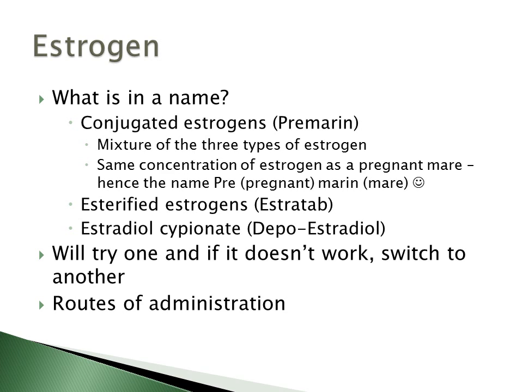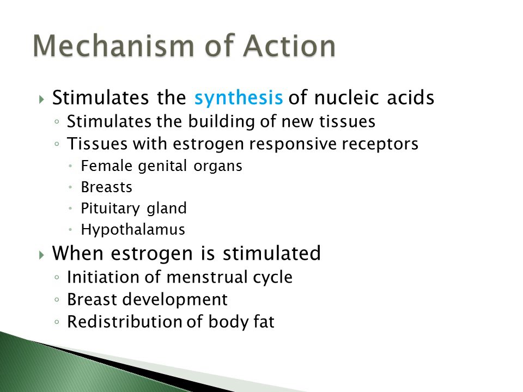Routes of administration, there's quite a few different. There's oral pills that patients can take, little tablets. Also comes in a cream to treat vaginal dryness associated with menopause. And then it can come intramuscular for a longer acting medication. The mechanism of action of estrogen is fairly simple. It simply stimulates the synthesis of nucleic acids and proteins, which then builds new tissues.